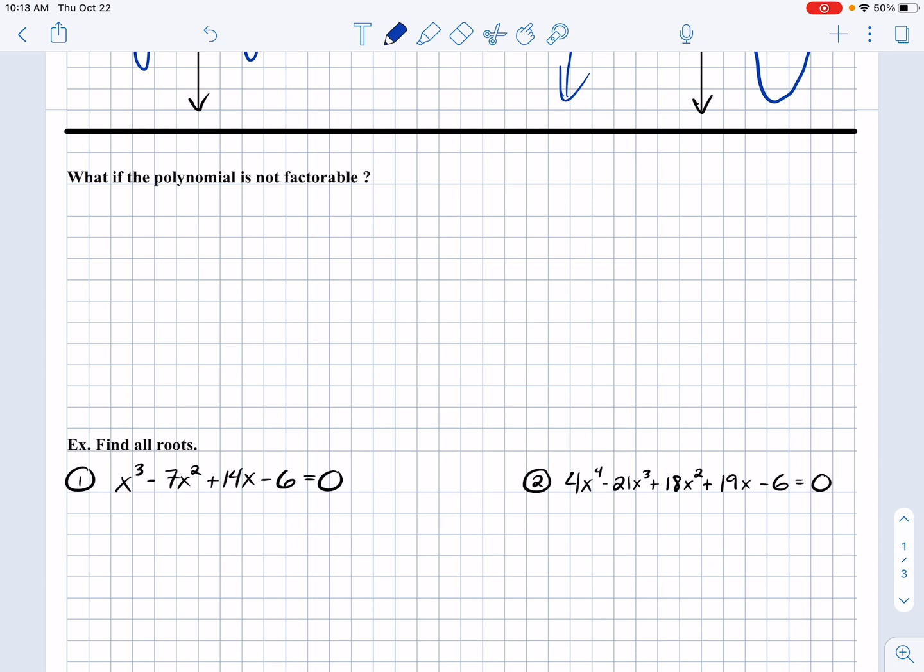Okay, I'd just like to shift our focus on when we cannot factor a polynomial. Okay, we're not going to graph anymore, just a couple graphing examples. But we've had examples of when a polynomial was not factorable, right? When we couldn't factor a quadratic, we use the quadratic formula.